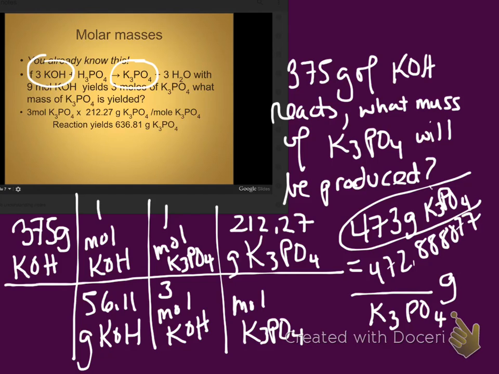Now, super important on these. Always give me a chemical. Always give me a unit. That could be 473 dirty socks, 473 blueberry muffins, 473 baby ducklings. I don't know what that is. And if you say 473 K3PO4, that could be formula units, that could be moles, that could be grams. We have no idea what that is. So please make sure that you do that.